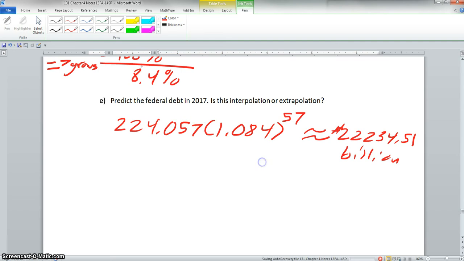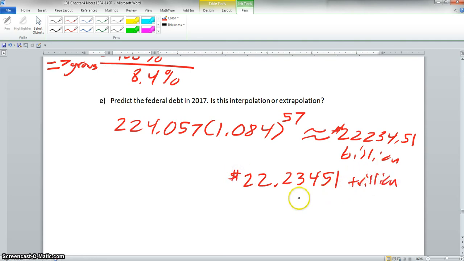Okay, class, picking up where we left off. We have $22,234.51 billion, dollars, which we need to rewrite as 22.23451, and this would be trillion dollars. This is what this actually means.